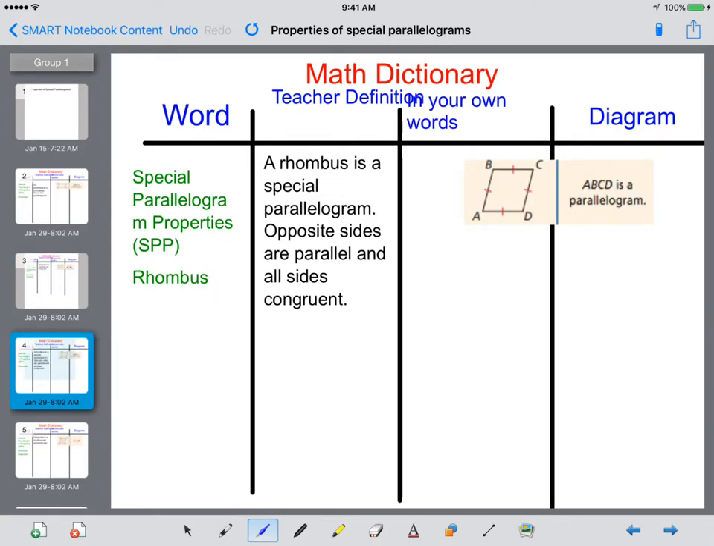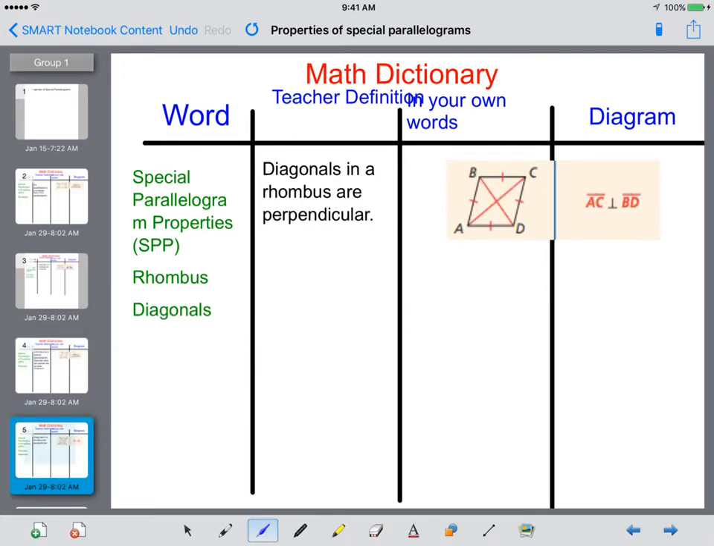A rhombus is a special parallelogram. Opposite sides are parallel and all sides are congruent. The diagonals in a rhombus are perpendicular, meaning where they meet in the middle is a 90-degree angle. So diagonal AC is perpendicular to BD.